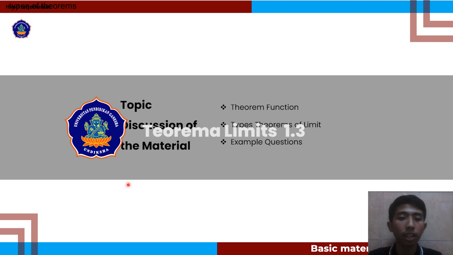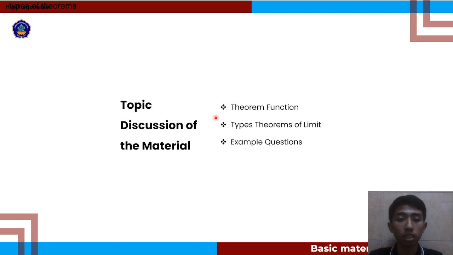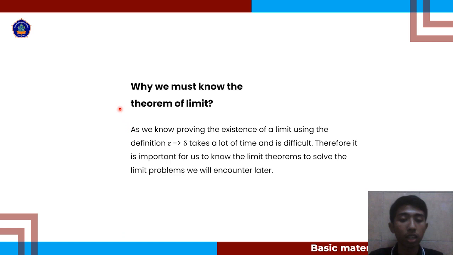Okay, the first is there are three topics of discussion in the material. That is, the first is theorem function, the second is types of theorems of limits, and the last is example questions. Okay, next. Why must we know the theorems of limits? As we know, proving the existence of a limit using the definition like this will take a lot of time and is very difficult. Therefore, it is important for us to know the limit theorems to solve the limit problems we will encounter later. So, when we use the limit theorems, it will be more simple and easy.